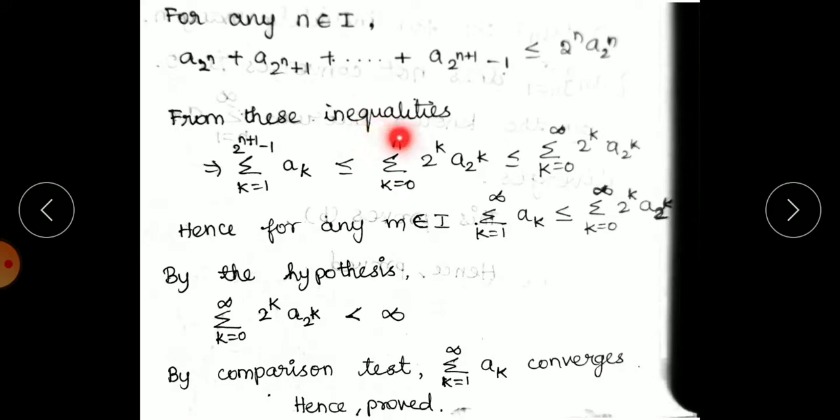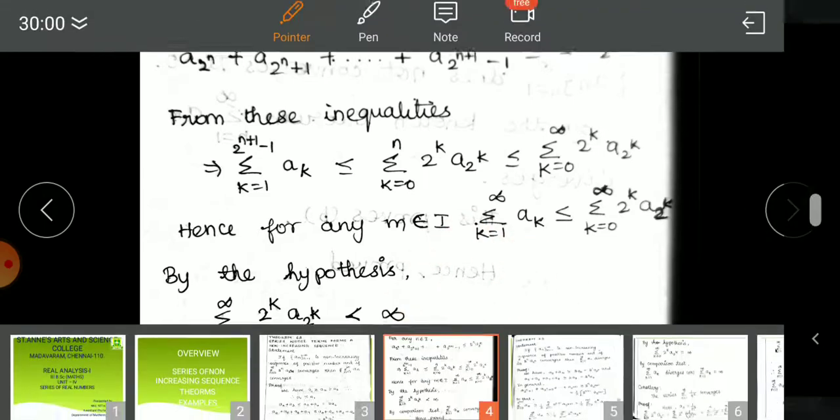Now from these inequalities, summation a_k is less than or equal to summation 2^k a_(2^k). So hence for any m belonging to I, summation a_k is less than or equal to summation 2^k a_(2^k). By the hypothesis, summation 2^k a_(2^k) is less than infinity. So by the comparison test, summation a_k converges. Hence we have proved the theorem.